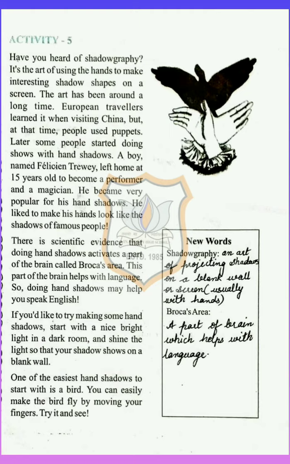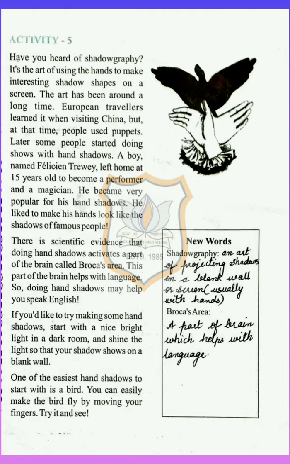So children, have you heard of shadowgraphy? It's the art of using the hands to make interesting shadow shapes on a screen. The art has been around a long time. European travelers learned it when visiting China, but at that time people used puppets. Later some people started doing shows with hand shadows. A boy named Felicien Trewey left home at 15 years old to become a performer and a magician. He became very popular for his hand shadows. He liked to make his hands look like the shadows of famous people.